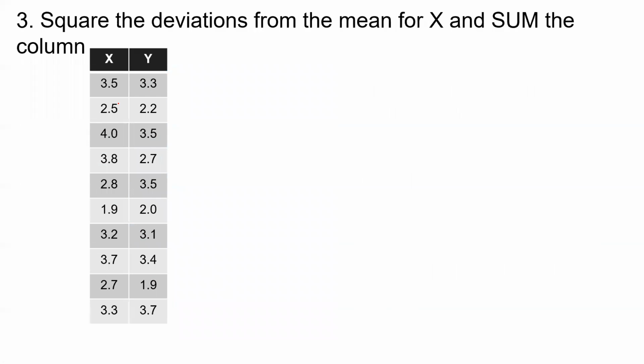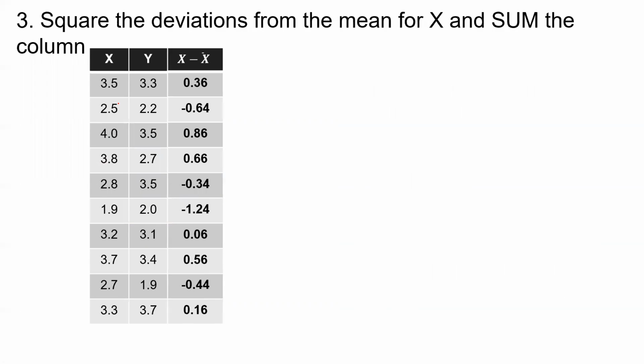The third step is to square the deviations from the mean for X and sum the column. We don't need the deviations for Y for our calculation of regression. We do need it if we're going to calculate correlation, but we don't need it for regression. So I'm skipping that piece just to simplify it. So we don't need the deviations for both X and Y. We just need the deviations for X.